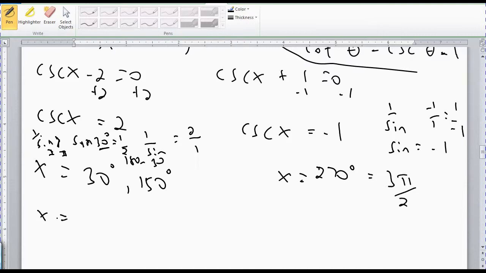Now 30 degrees is the same as, well, here's how I think to do this. 30 goes into 180 6 times. So I need pi sixths, that's from 180 degrees. 180 degrees is pi.